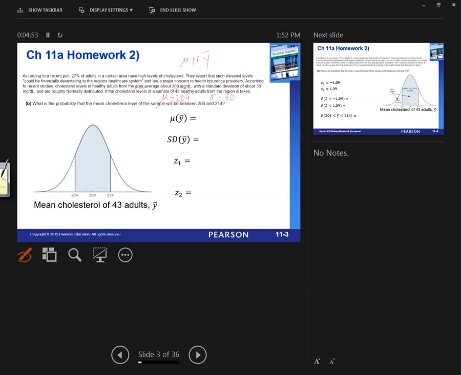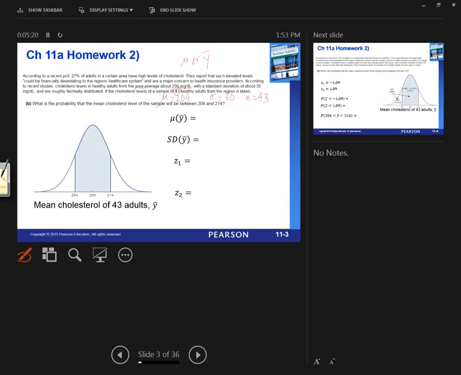It says that they are roughly normally distributed, so they're already unimodal, symmetric, bell shaped. All right, so now we're going to look at a sample. Here's our sample size: we're taking a sample of n equals 43 people. And it asks us, what's the mean of the sample mean?